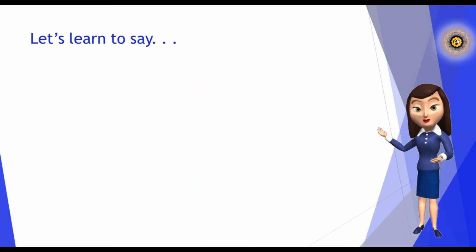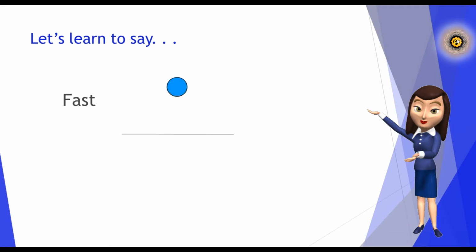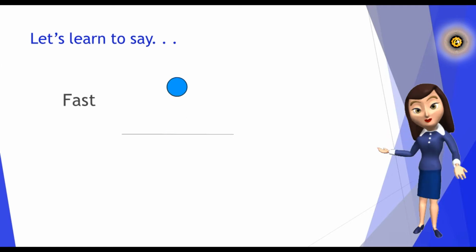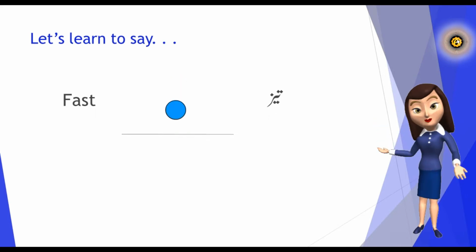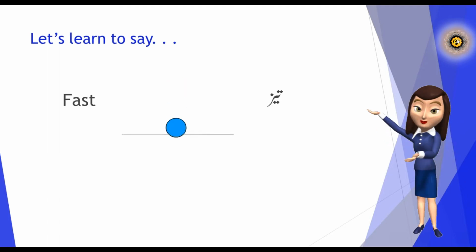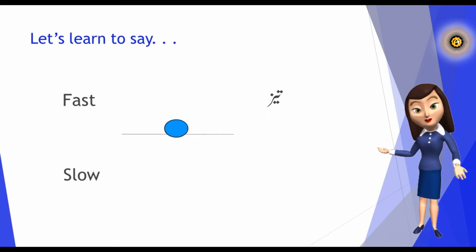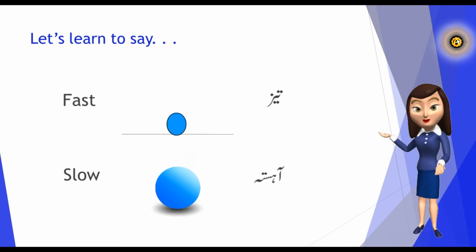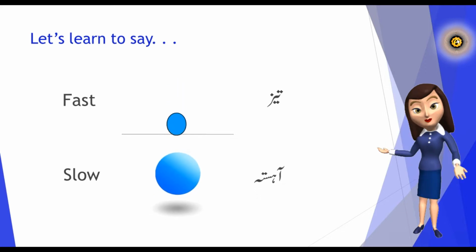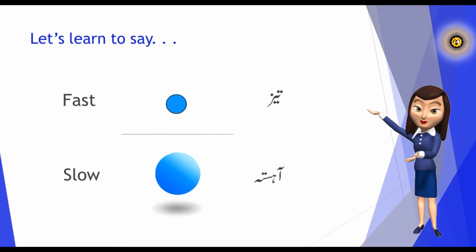Now let's learn to say fast in Urdu. So in English, fast, and in Urdu, tez. Tez. Fast, tez. Then in English we say slow, and in Urdu it is ahista. Ahista. Slow, ahista. Let's repeat one more time.